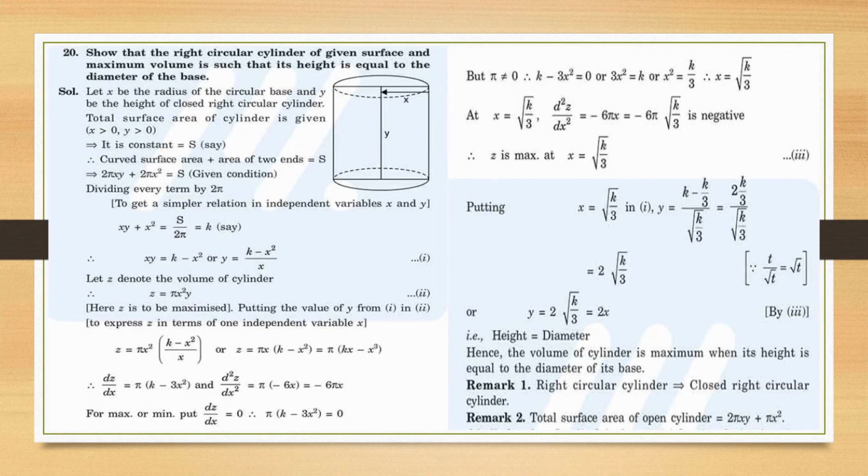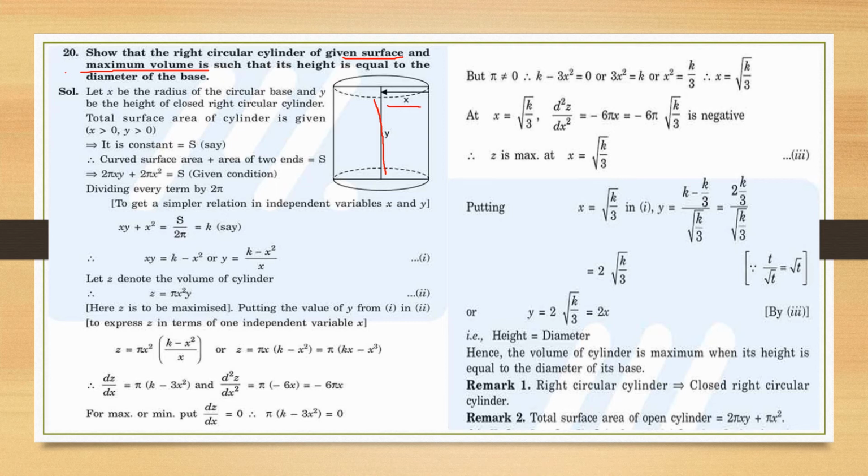Show that the right circular cylinder of given surface and maximum volume is such that its height is equal to the diameter of the base. Okay. So this is your cylinder whose radius is x and height is y. Given surface means the surface area you have to use, and using surface area means it will be used in changing the two variables in the volume to a single one. And prove the volume maximum.